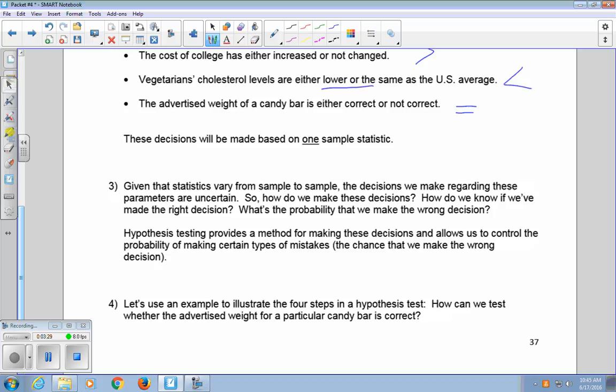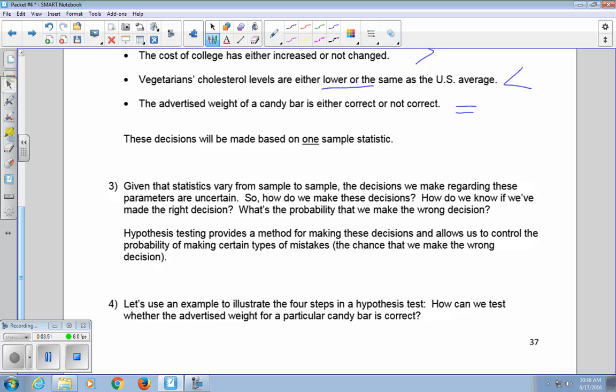How do we know if we've made the right decision? What's the probability that we make the wrong decision? Hypothesis testing provides us a method for making these decisions and allowing us to control the probability of making certain types of mistakes, for example, the chance that we make the wrong decision.